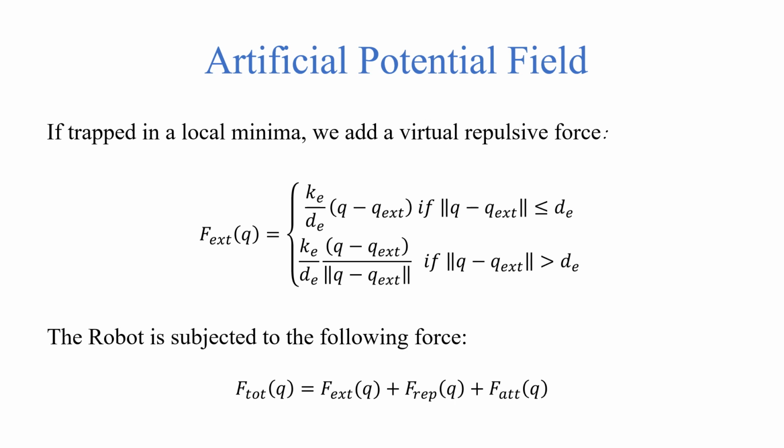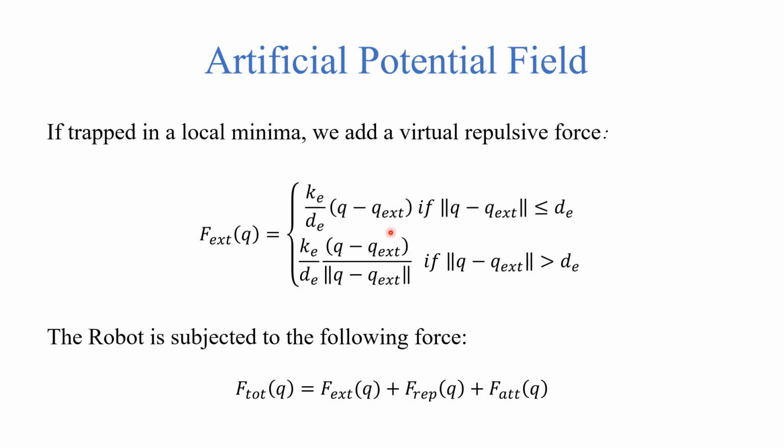One of the methods that is actually used when trapped in a local minimum is what we call the virtual obstacle method. The idea is that we add a virtual obstacle, that is, a virtual repulsive force source, in a position near the robot in order to push the robot away from the local minimum. One possible model of this virtual repulsive force is given by the following equations.